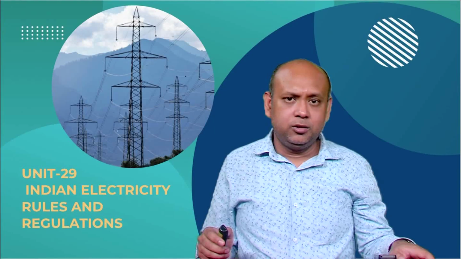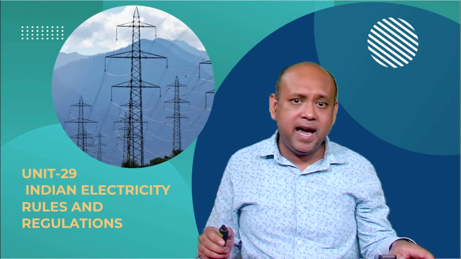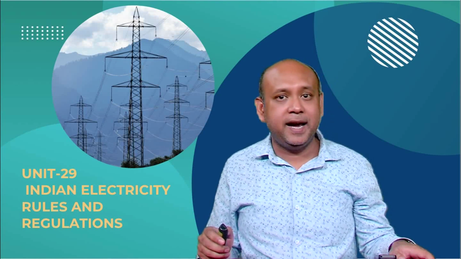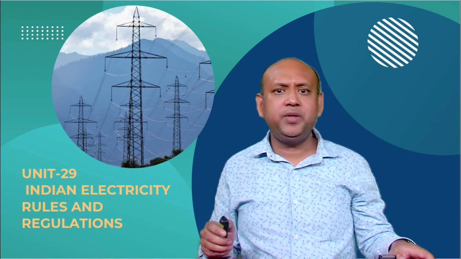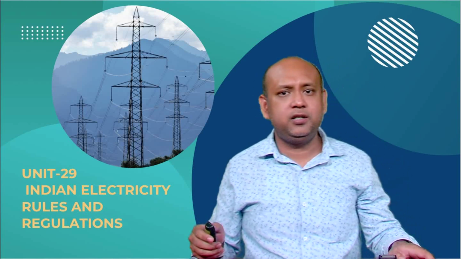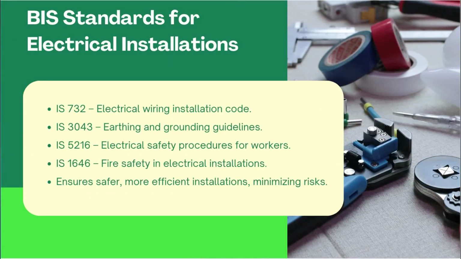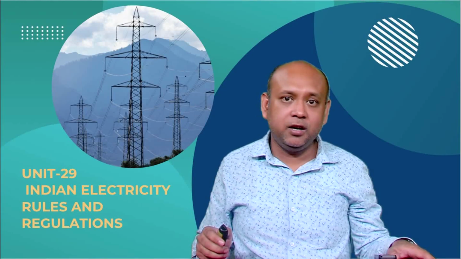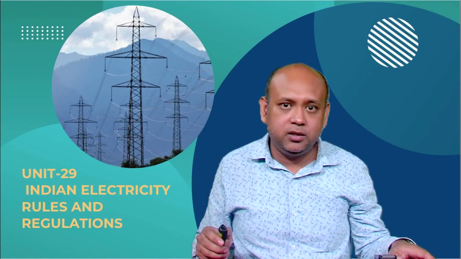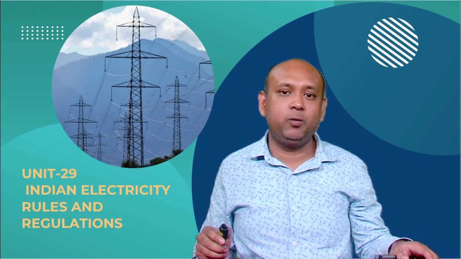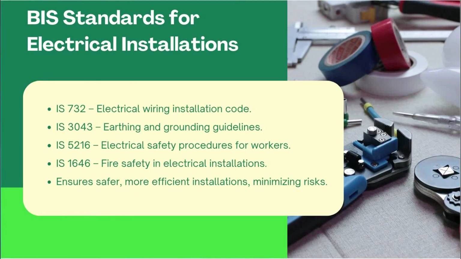So electrical installations must comply with BIS standards to prevent hazards and ensure efficiency. Some of the key BIS safety standards for installations include the IS 732 code. So when it comes to electrical installation, this IS 732 is one of the most important standards. It covers the design, selection, installation, protection and maintenance of electrical wiring systems. Then we have the IS code 3043, which provides guidelines for proper earthing and grounding of electrical systems to prevent shock and surges.